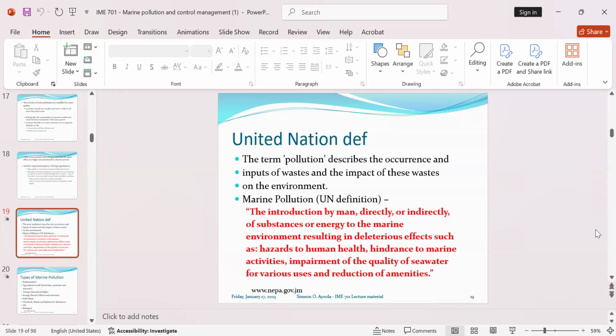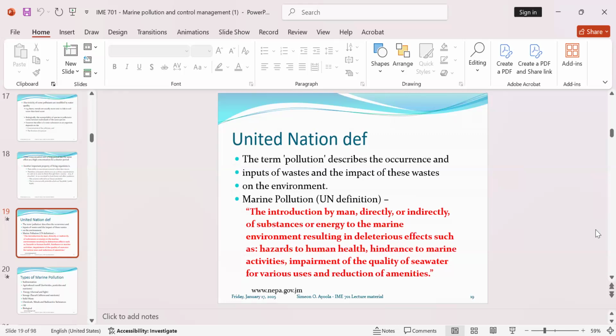And that's why they say that the introduction by man, directly or indirectly. Directly means by anthropogenic activities. Indirectly, by negligence, not doing what they're supposed to do to avert the situation. That is indirect. Of substance or energy to the marine environment. You understand? So that is their own definition.